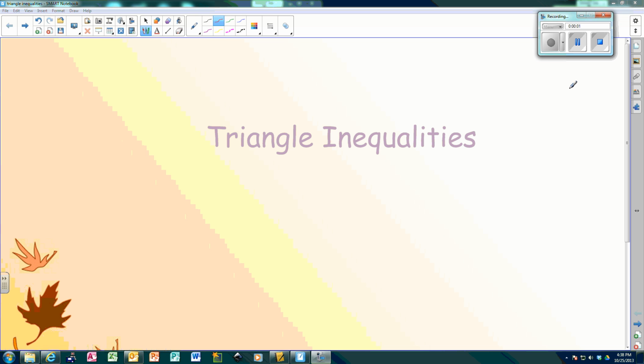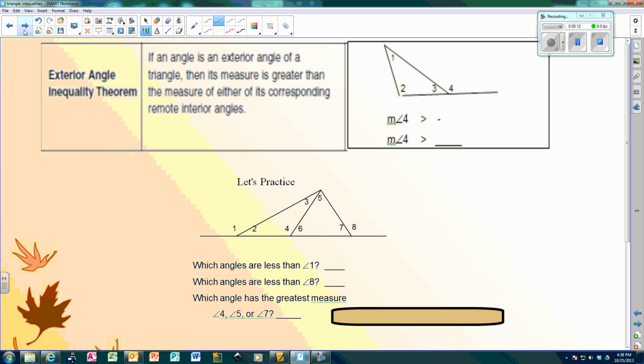Okay, so today we're going to do triangle inequalities. These are super easy, so y'all should be excited. First thing, the exterior angle inequality theorem in a triangle.